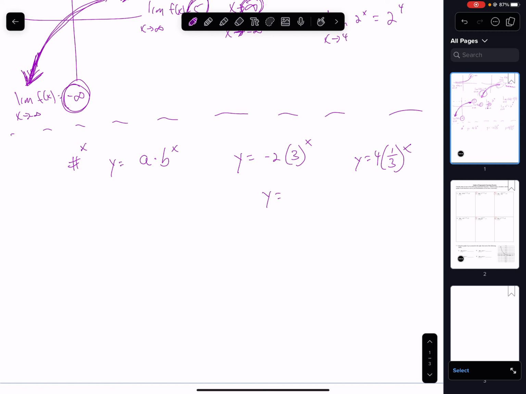y equals negative 4 to the x. Now here I want you to think of this one as negative 1 times 4 to the x, because one important thing about an exponential is the base cannot be negative. And the base can also not be 1. This is not an exponential function because 1 to the x will just make a linear function. We'll talk about that in a minute.